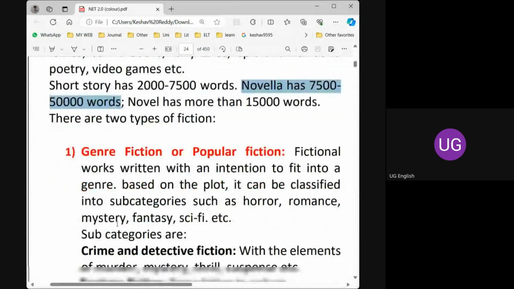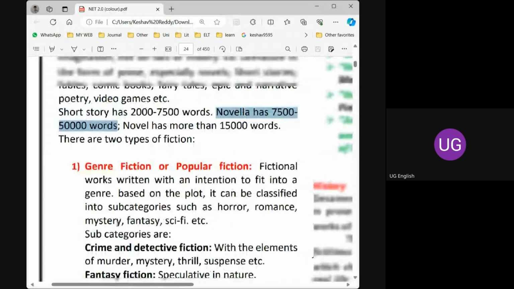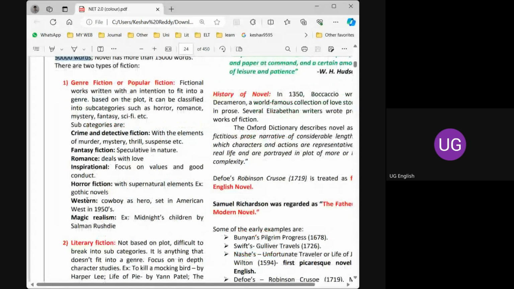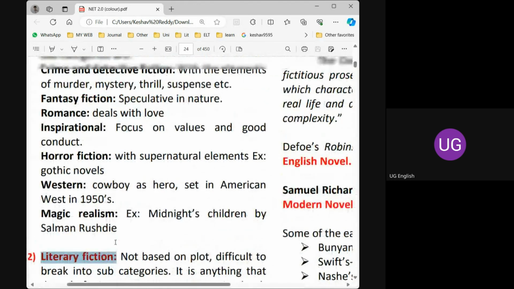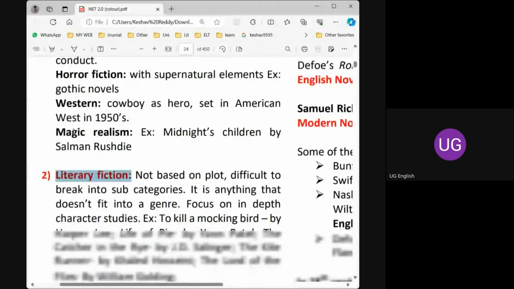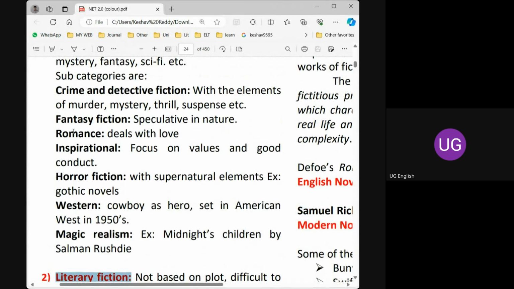And this fiction can be categorized into two different sections. This is not much important, but just for a general idea I'm giving you. One is genre fiction or popular fiction, and the other one is literary fiction. Do you have any idea about this categorization? If yes, please type it in the chat box. What is genre fiction, or what is literary fiction? Any idea? Please give it a try.